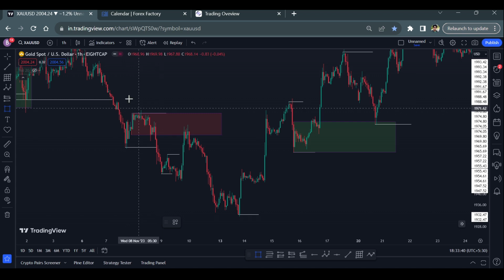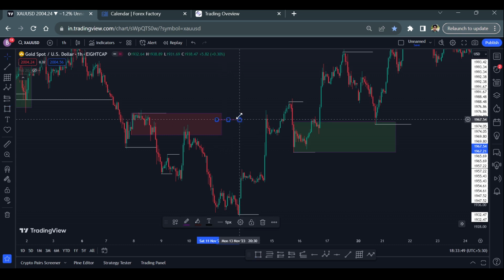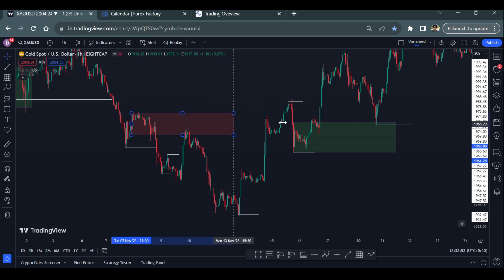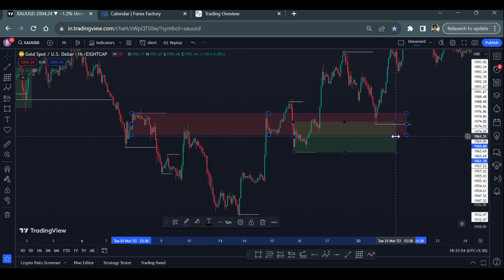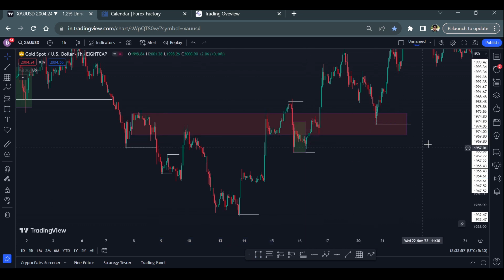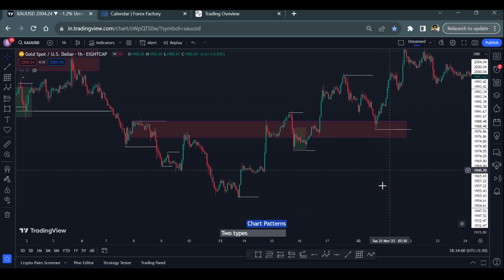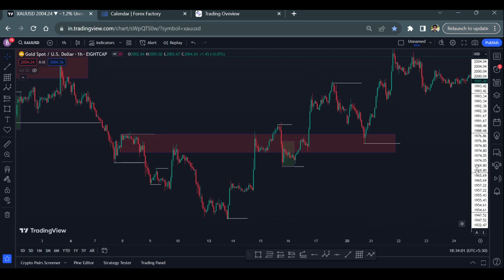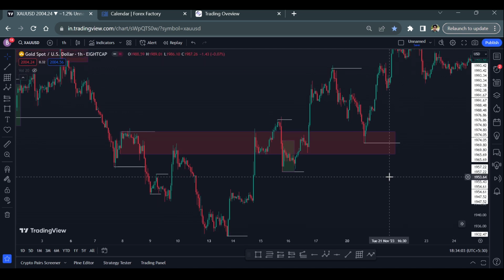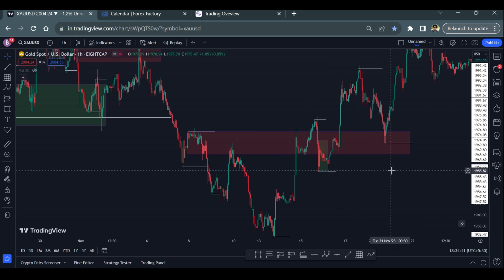For example, in this whole structure we have seen a resistance around this zone. When it is broken here, it turned into a support. Forget about this demand. Along with this, we just look for confluence. We can't just blindly trade in terms of support and resistance.